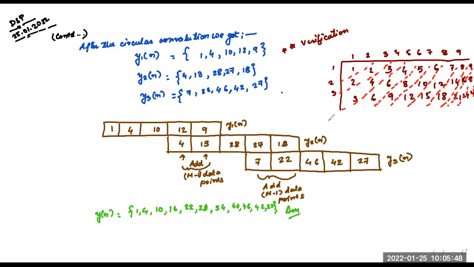So by adding diagonally, you will get y of n equal to 1, 4, 10, 16, 22, 28, 34, 40, 46, 42, and 27. So this answer and that answer are the same. So that is the verification. This is only the verification.